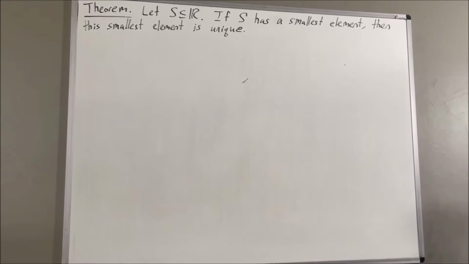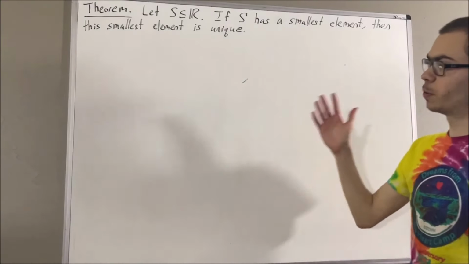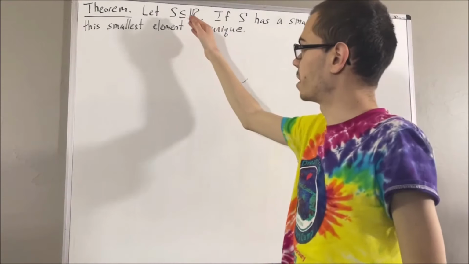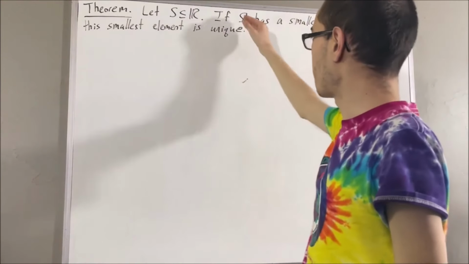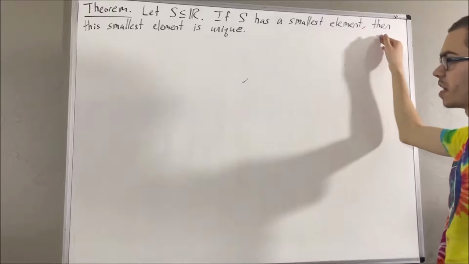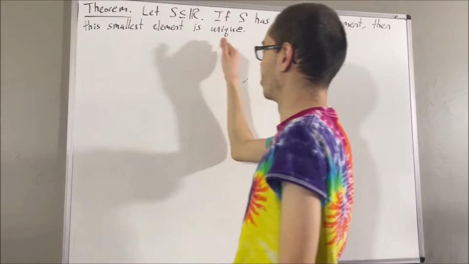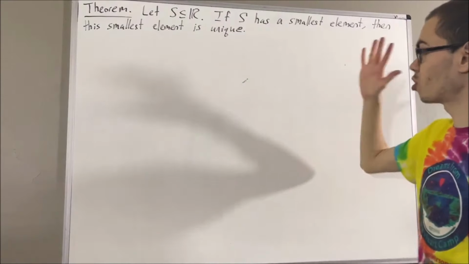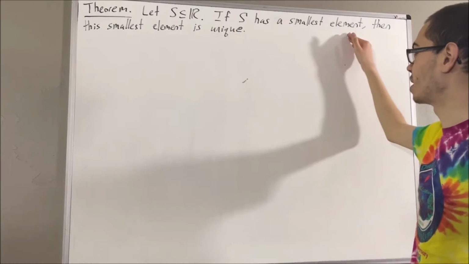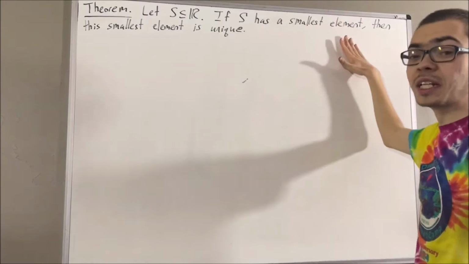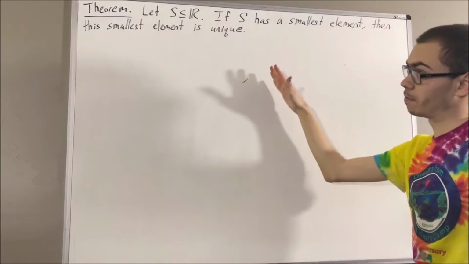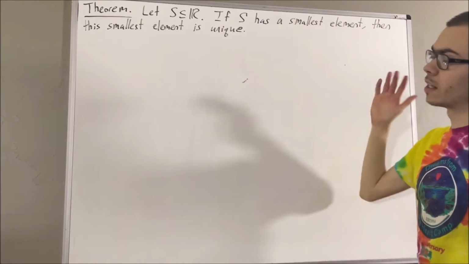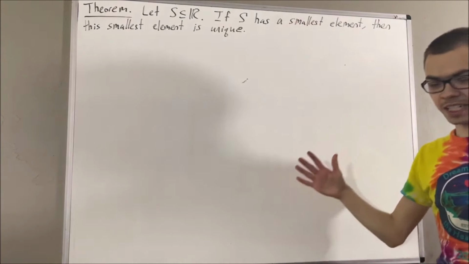Hello! In this video, we are going to prove the following theorem. Let S be a subset of the real numbers. If S has a smallest element, then this smallest element is unique. In other words, we're trying to prove if S has a smallest element, then this smallest element is the only smallest element of S.